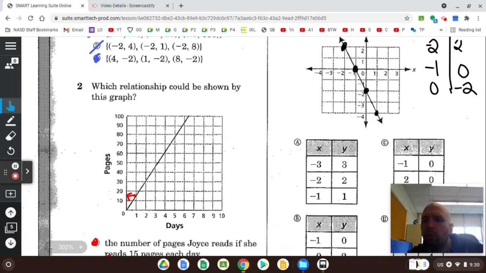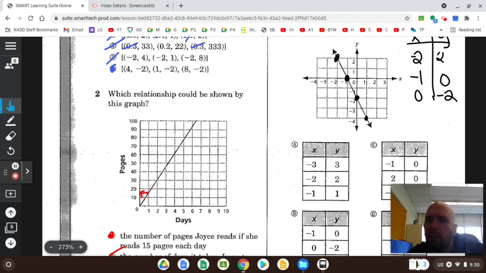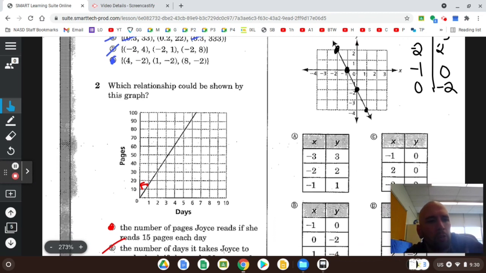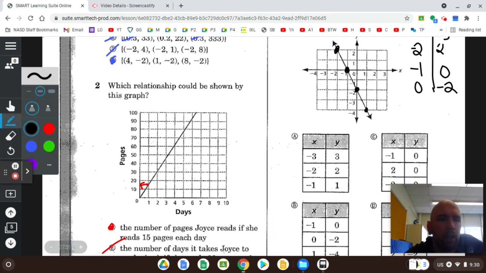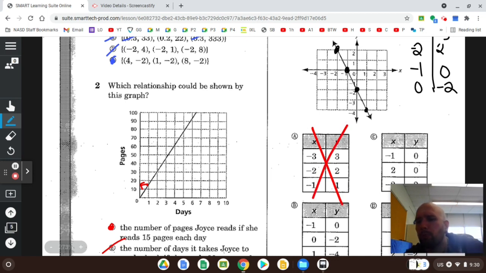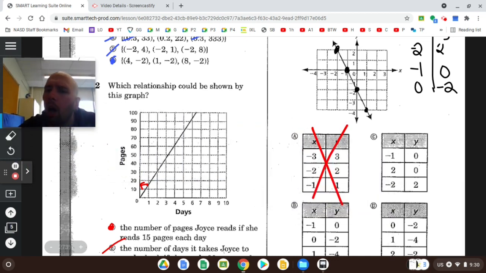-2, 2. Yeah, -1, 1. Nope, it's not A because it's supposed to be -1, 0. So cross out A. -1, 0, 2, 0, -2, 2. It's possible, but I'll tell you what, 2, 0 is this point right here, which is not on the line, so it can't be C. Can't be C. Impossible.